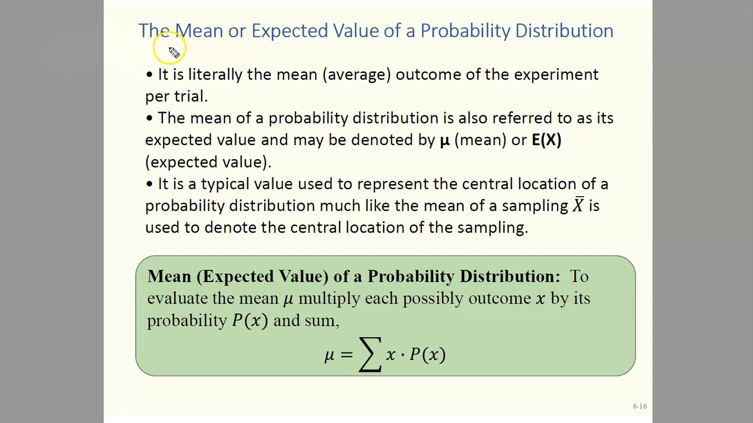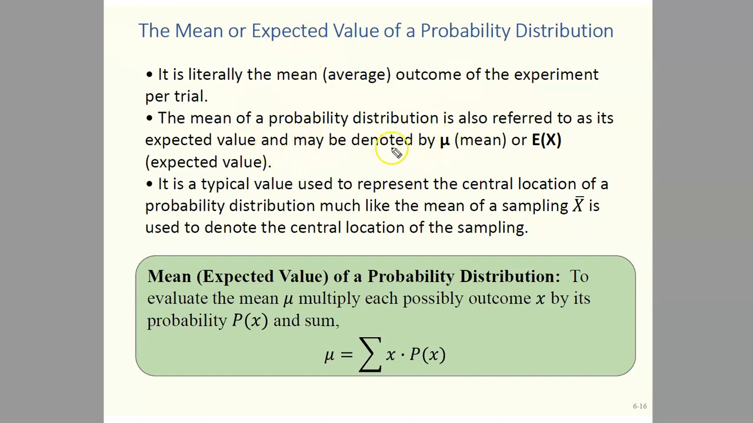In this video, we're going to go over the mean or expected value of a probability distribution. Now, the mean of a probability distribution is literally the average outcome of the experiment represented by the probability distribution per trial.